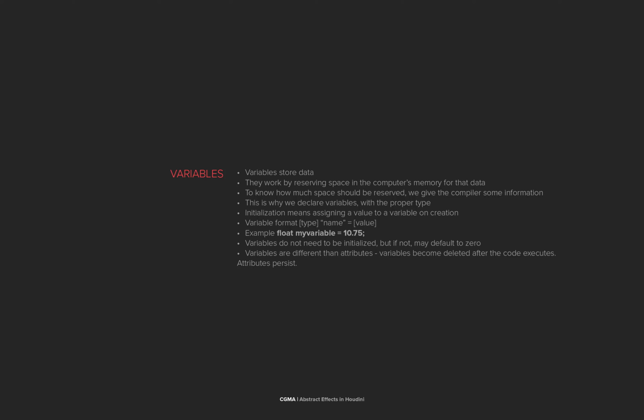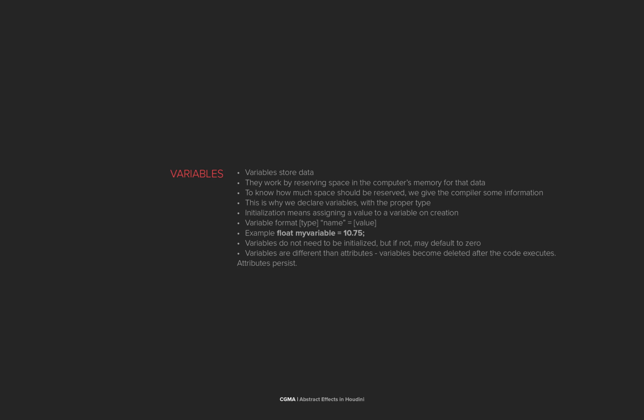Variables can be initialized, and what that means is when you define the variable, you can also give it a value. You don't have to initialize a variable. You can just define the variable just with its type and name, in which case it will have a default value, or you can actually assign it a value when you define it. As an example, we have here a variable called myVariable. It is a float, and we have said that that is equal to 10.75.